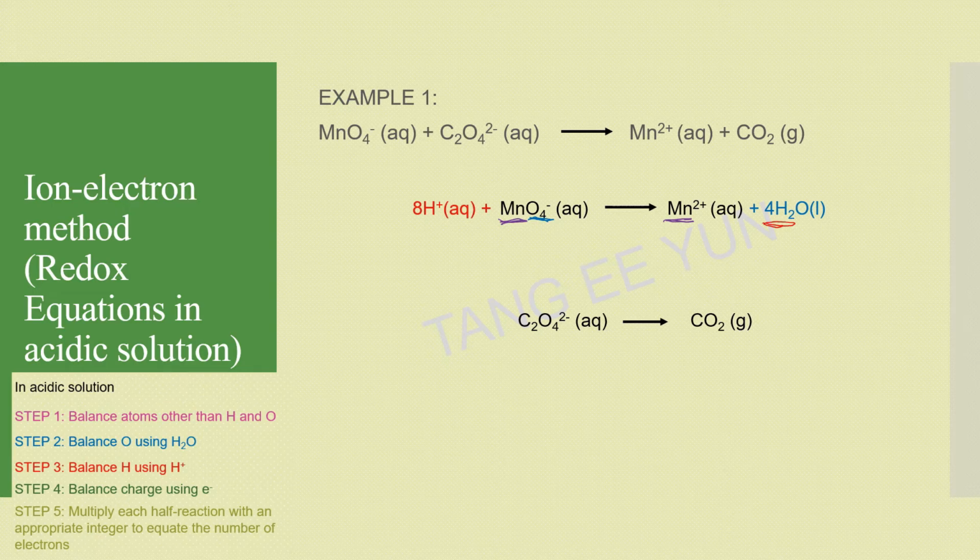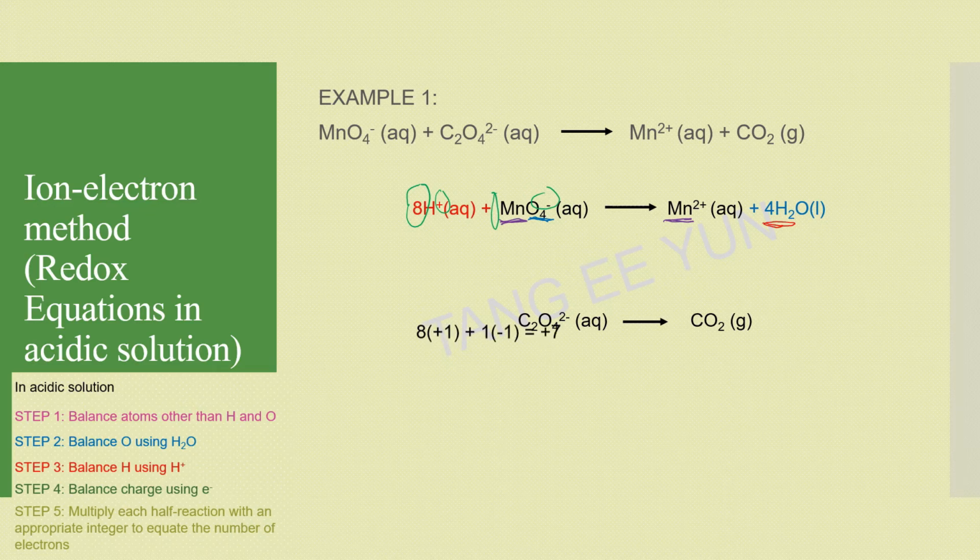After we have balanced the hydrogen, we can move on to balance the charge using electrons. So how do we balance the charge? First, we must find the total charge on the reactant and product sides. So how do we find the total charge? Basically, we just need to multiply the coefficient with the charge, and then sum the total charge.